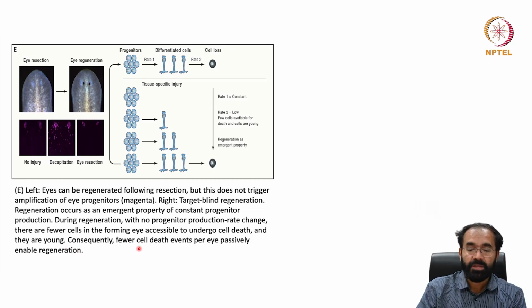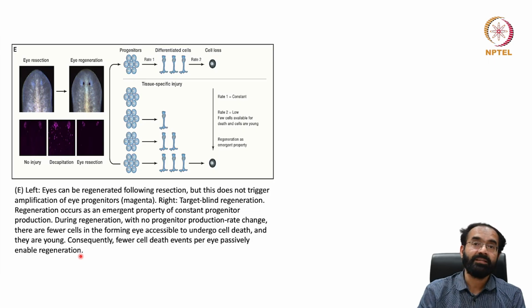Consequently, what happens? Fewer cell death events per eye passively enable regeneration. In a normal eye, what happens? Let us assume one eye has 100 cells. 3 cells die every day, so 3 cells need to be replaced.